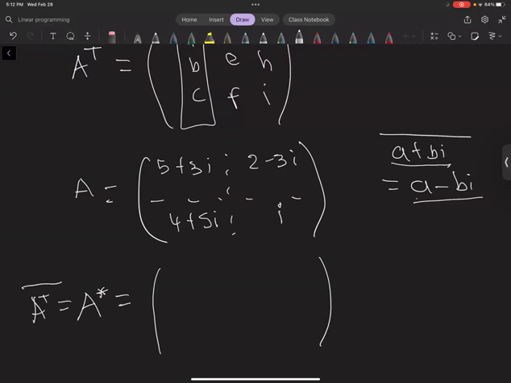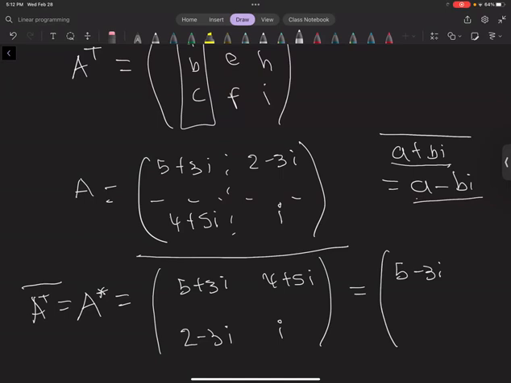Okay. So let's find the transpose first and then the conjugate, okay? So first the transpose: 5 plus 3i, 2 minus 3i, 4 plus 5i, and then i. This is the transpose. And now the conjugate gives you 5 minus 3i. Conjugate means if the number is with the i, the sign changes. 4 minus 5i, 2 plus 3i, and then minus i. That's what it means, okay?